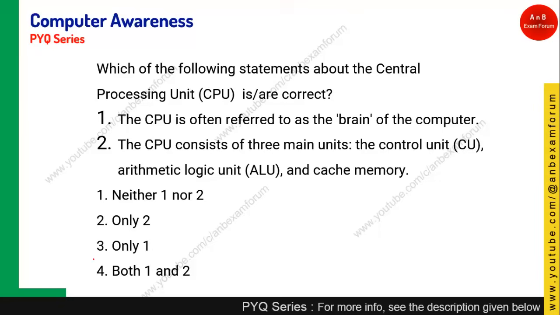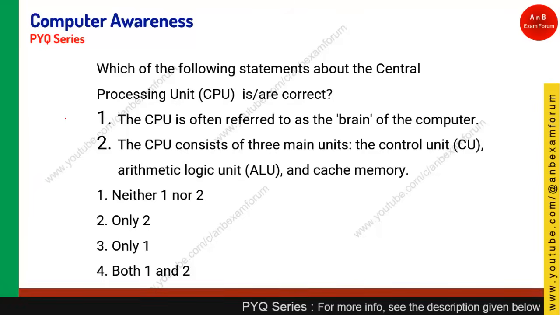Let's see the next one. Which of the following statements about the central processing unit is correct? The CPU is often called the brain of the computer. Yes, it is true. The CPU consists of 3 main units: CU, ALU and cache memory. No, it's not cache memory, it's main memory or the primary memory. So option 3 is the right answer.